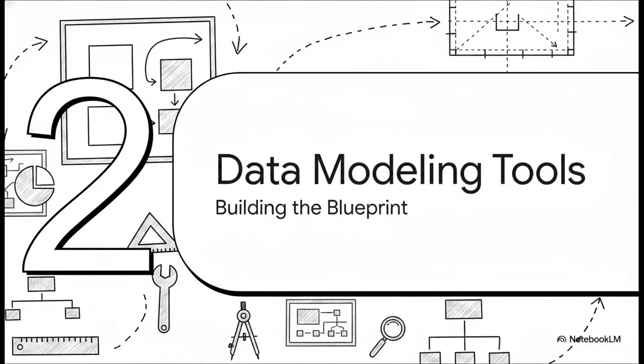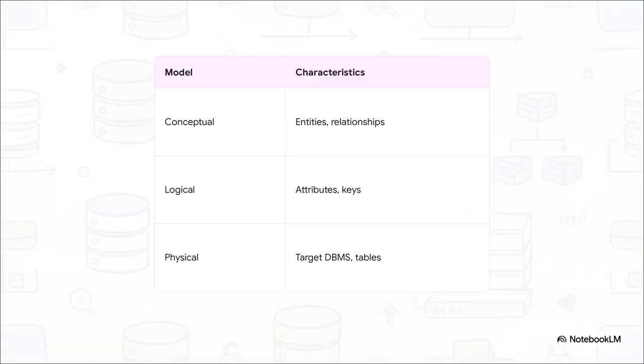Okay, moving right along to Section 2, Tools for Data Modeling, Building the Blueprint. So now that we understand the three levels of architecture, we have to ask, how do we actually design them? What are the actionable steps a designer actually takes? Well, that brings us to data modeling. Business analysts typically start with the conceptual model. It's super high level. It identifies entities and relationships, but there are no attributes or primary keys specified just yet.